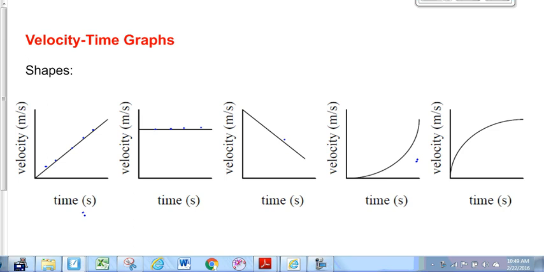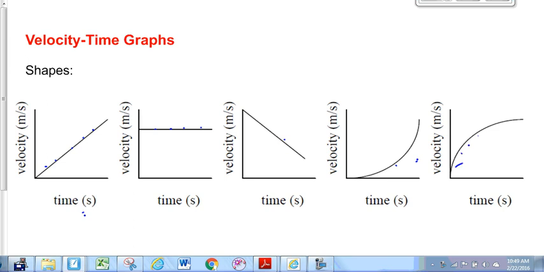Yep. Not only is the velocity increasing, but the acceleration is increasing. So the rate at which the velocity increases. And the last one, the rate at which the velocity increases.